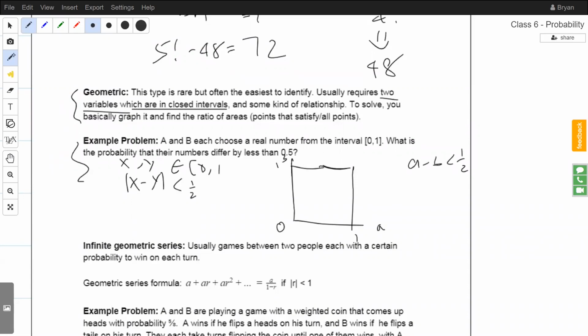So when you graph, I'm going to change it to x and y because it's easier. We want everything that's less than. So first, let's try graphing whatever it's equal to, and then we'll shade everything that's lower. So y is equal to x minus 1/2.